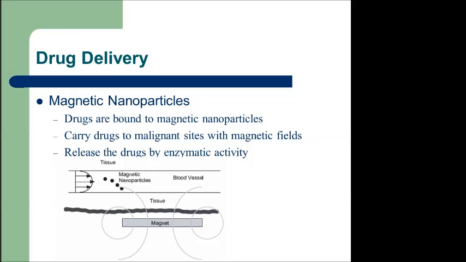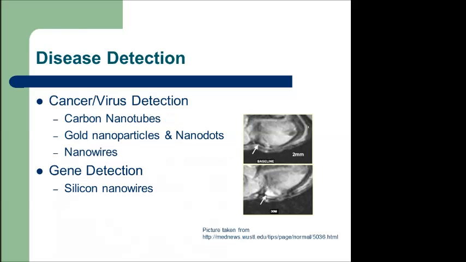Then disease detection. Nanoparticles are used in disease detection also. Mainly it is used for cancer or virus detection by using carbon nanotubes, gold nanoparticles or nanodots, and nanowires. Gene detection is also possible with silicon nanowires. The real-time photography given here is taken from MedNews.